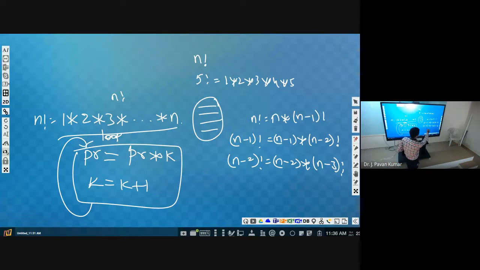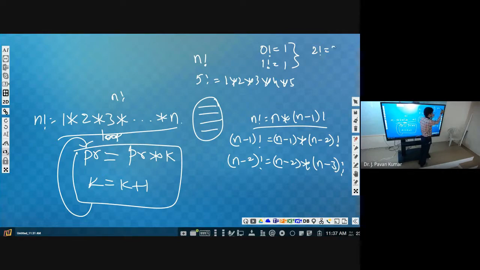So what are the known things for us? 0 factorial equals 1, and 1 factorial equals 1. By using these two, can we calculate 2 factorial? 2 into 2 minus 1 factorial. As we already know, 1 factorial value is 1, so we can get it. Similarly, 3 factorial means 3 into 2 factorial, and the 2 factorial value we could calculate by using this.